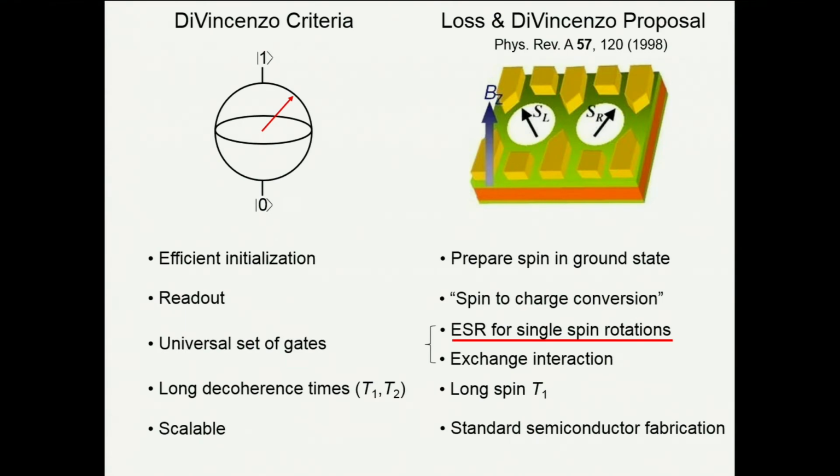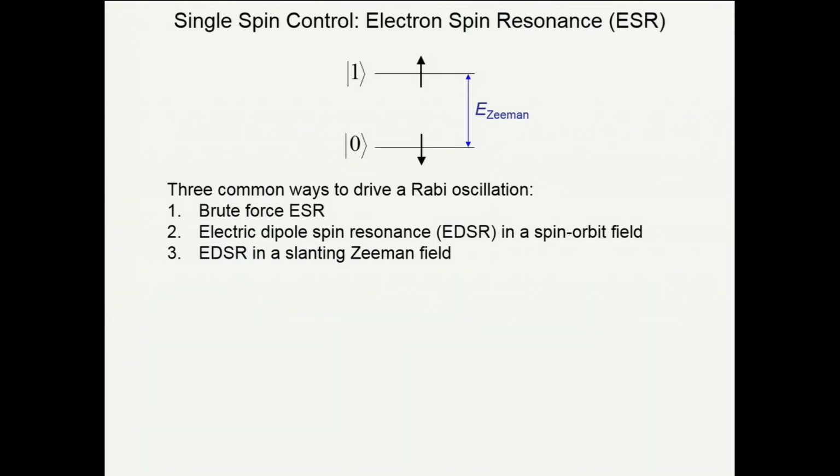How about spin control? For spin, what we want to do is rotate this Bloch vector to any different position on the Bloch sphere. And the way that this is conventionally done with spin is using a process called electron spin resonance. So here are spin states. We have spin down and spin up, split by the Zeeman energy. And we want to make a coherent superposition of spin up and spin down.